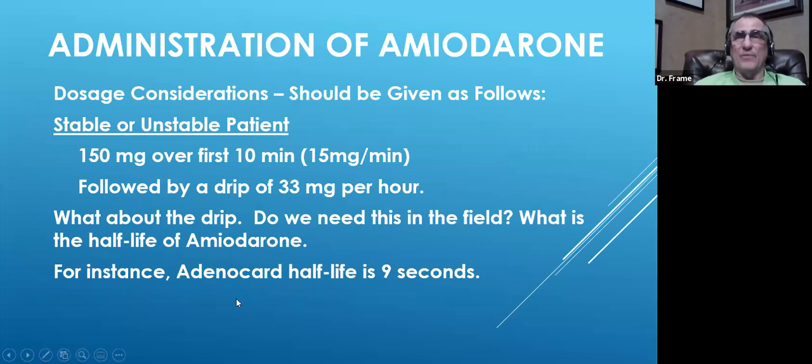So it's given 150 milligrams over 10 minutes, and then typically we start at 33 milligrams an hour. Now, when we talk about the drip, and I tell my paramedics this too, with amiodarone you give 150 milligrams over 10 minutes, do you really have to worry about a drip? You do if you're running rural or frontier areas where your travel to the hospital could be upwards of an hour. Then you may want to start your drips.